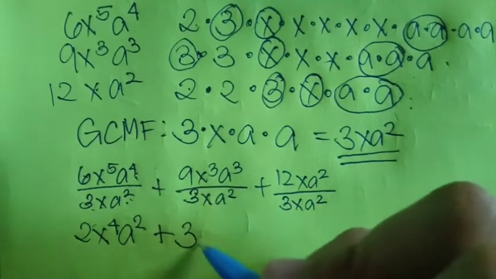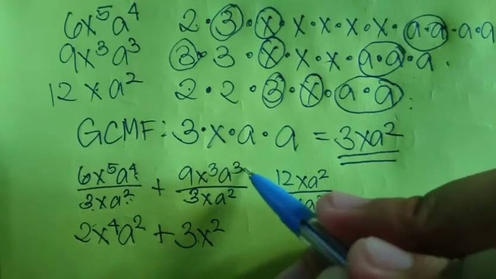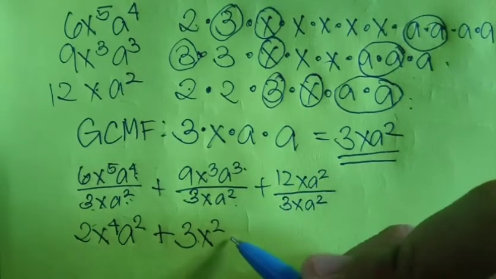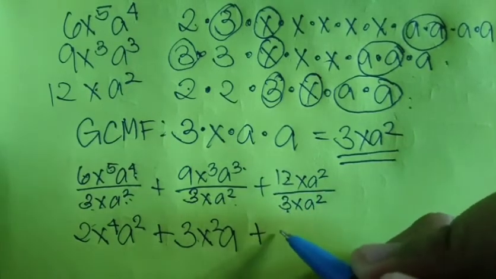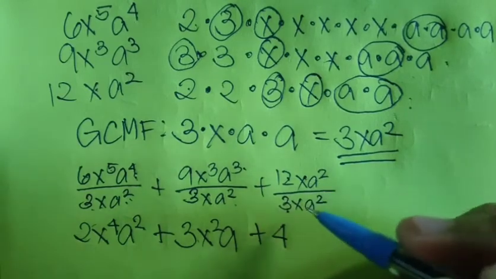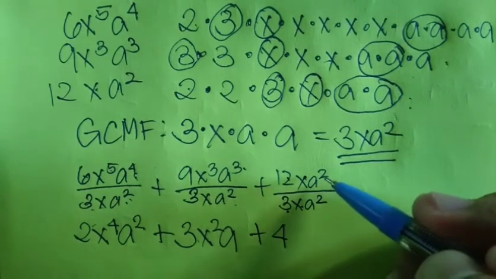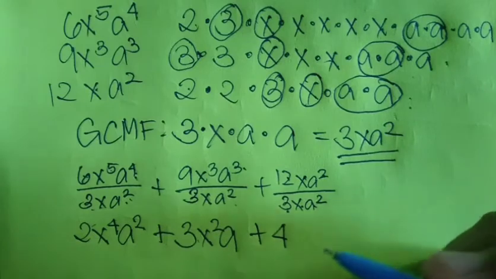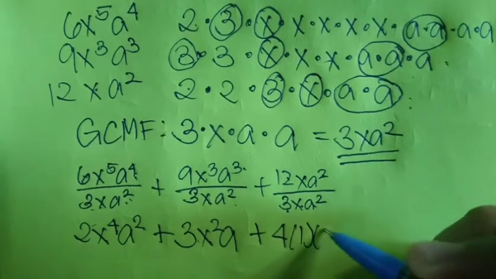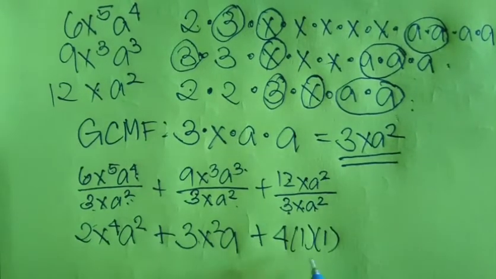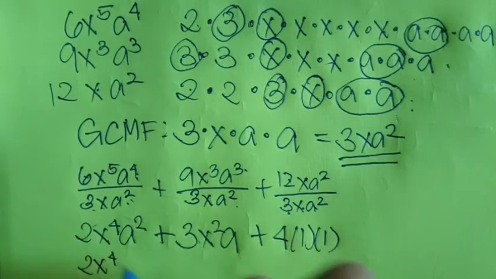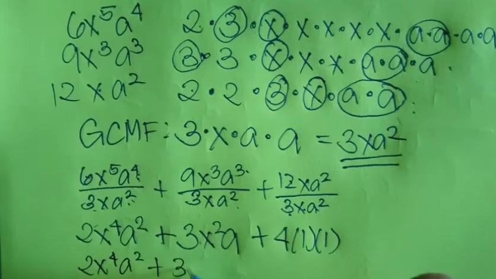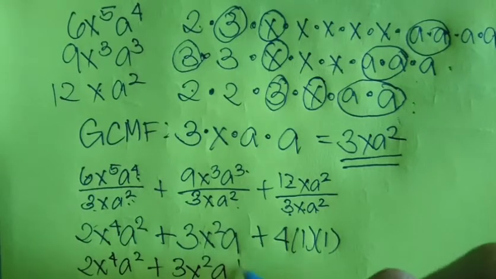X cubed divided by x is x squared. A cubed divided by a squared is a. Then, for the last term, 12 divided by 3 is 4. X divided by x is 1. Then, a squared divided by a squared is 1. So, parehas silang 1. Which means, kapag sinimplify, we get the second factor, 2x to the 4th a squared plus 3x squared a plus 4.